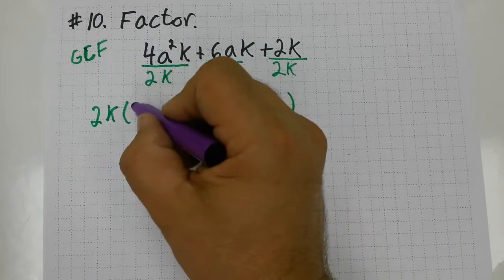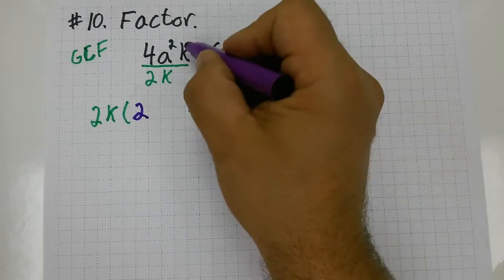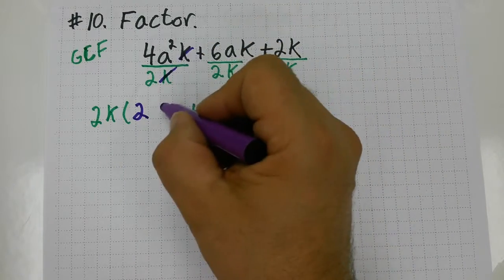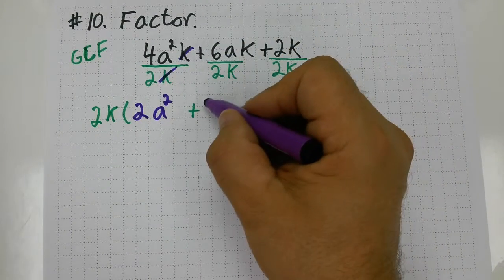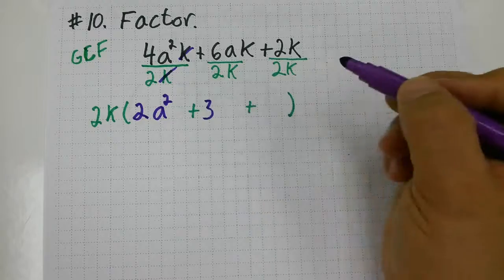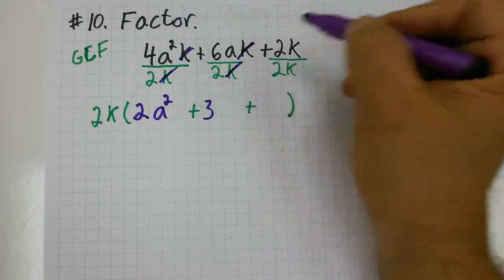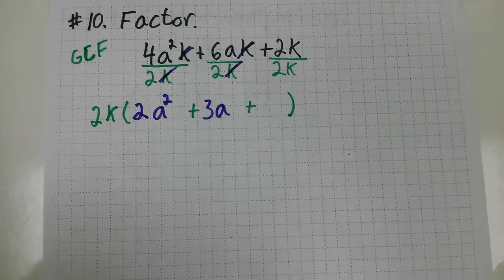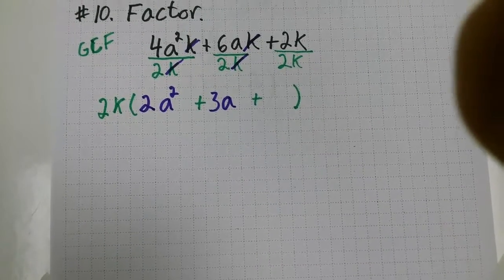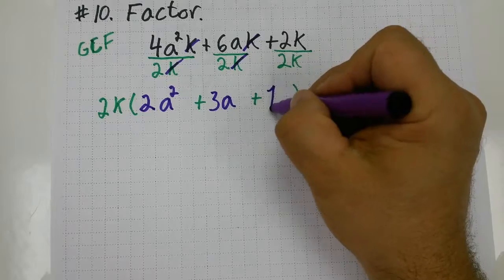Well, 4 divided by 2 gives me 2. k divided by k simplifies, and that just leaves me with 2a squared. 6 divided by 2 leaves me 3. And then the k divided by k simplifies, and that leaves me with just a plain old 3a. And last I heard, 2k divided by 2k, anything divided by itself, is going to give me 1.